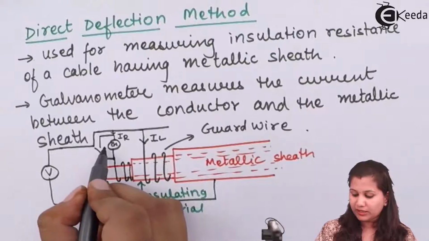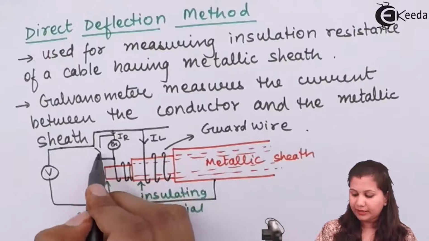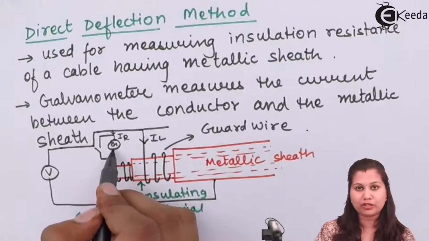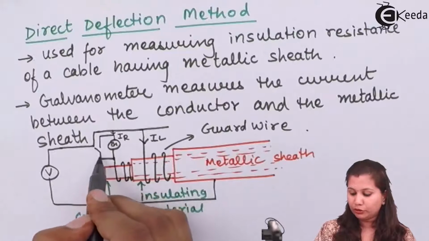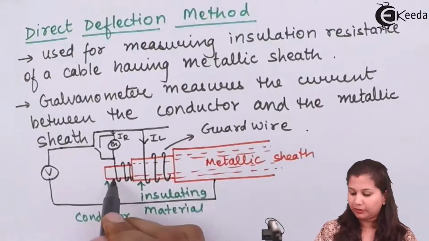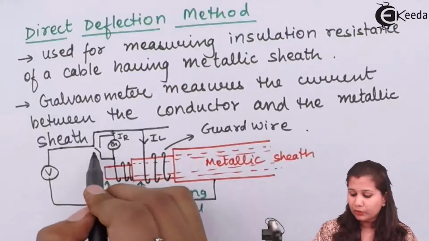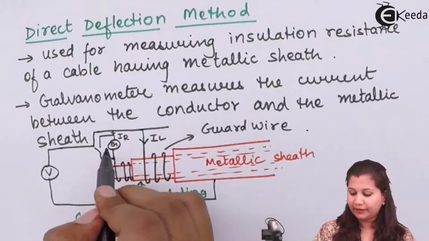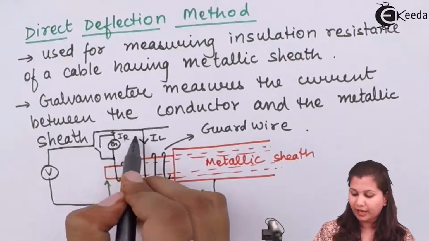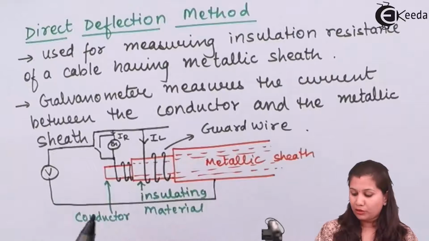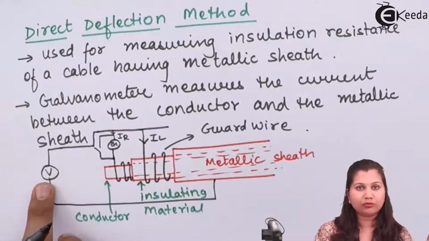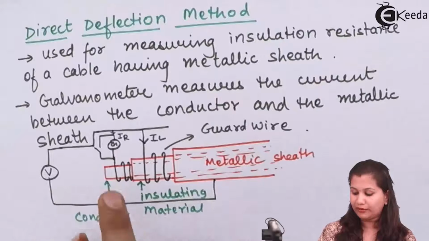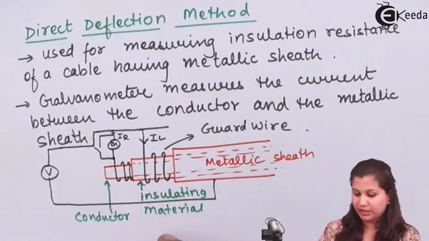When this switch is closed, the IR current will be short circuited, meaning the galvanometer will be short circuited and all the current will flow through this closed path. Now when this is open, the current flows through the galvanometer, which will measure the IR current. The voltmeter gives us the voltage readings, and the galvanometer gives us the current readings. Through that we can measure the resistance.